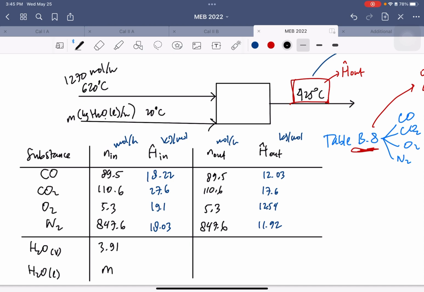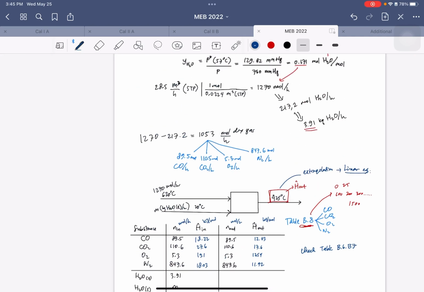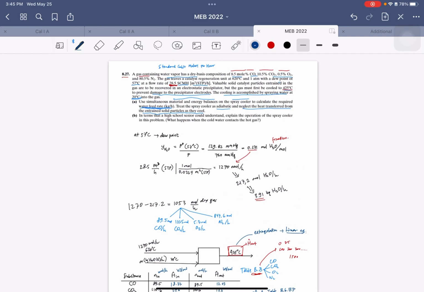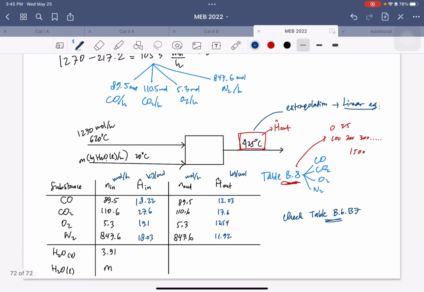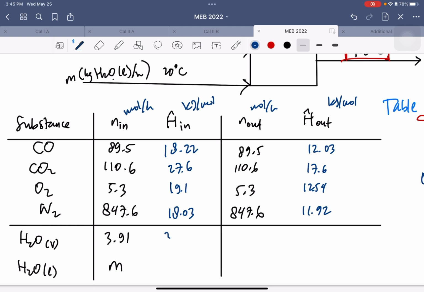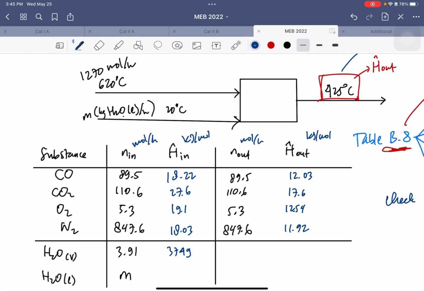Okay, and we also need to check the steam tables. Check table B6, B7, right? Is that superheated? I think just saturated, right? Okay. So I think just check the steam tables, and you get 3,749. Okay, let me check. I think it's correct.